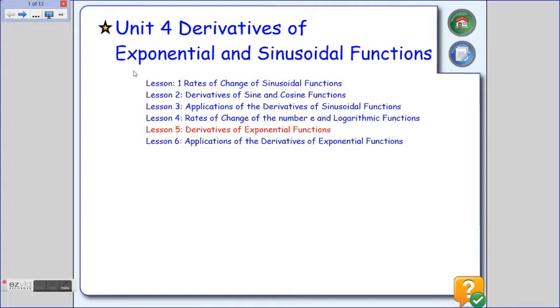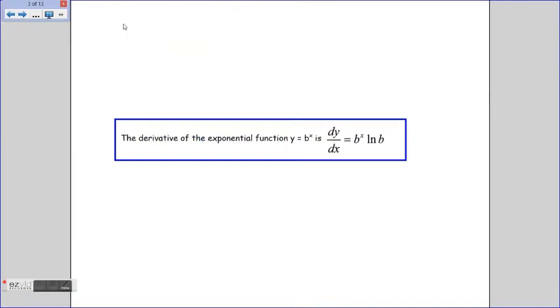Welcome to today's lesson, Unit 4, Derivatives of Exponential and Sinusoidal Functions, Lesson 5, Derivatives of Exponential Functions. The derivative of the exponential function y equals b to the exponent x is simply b to the exponent x times ln of the base b.